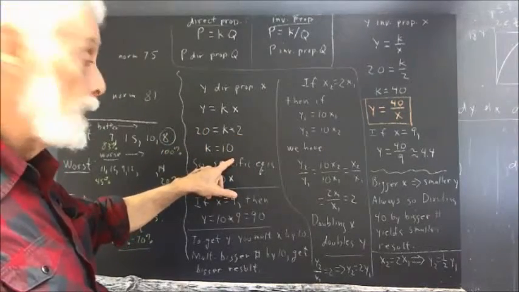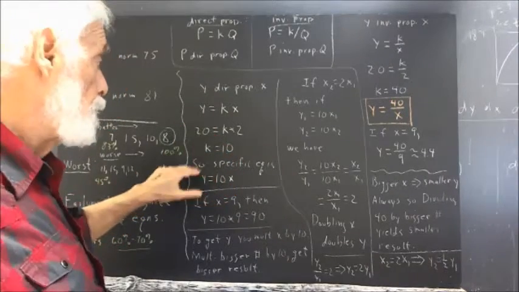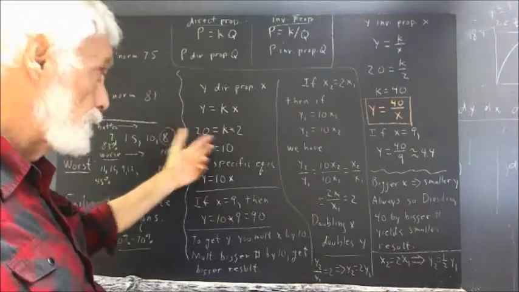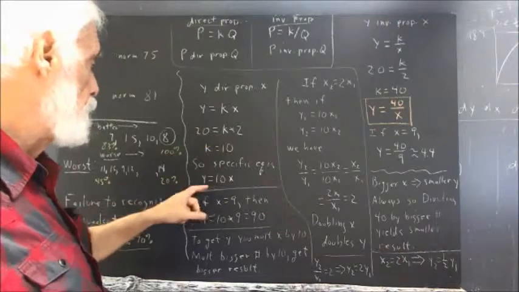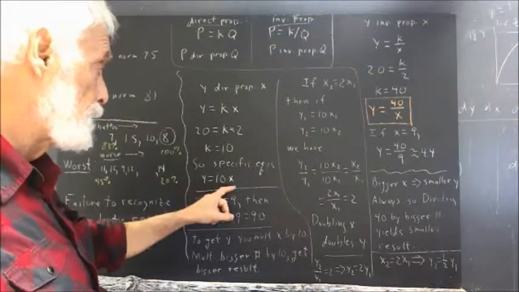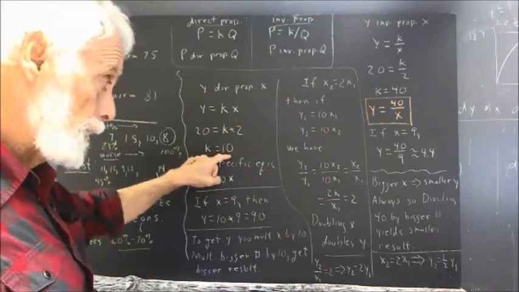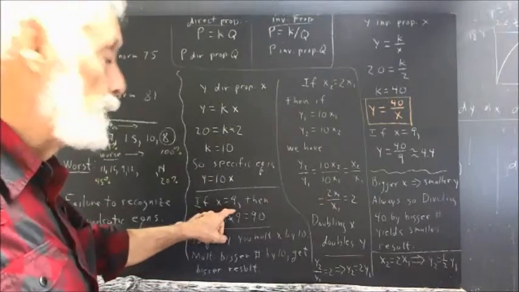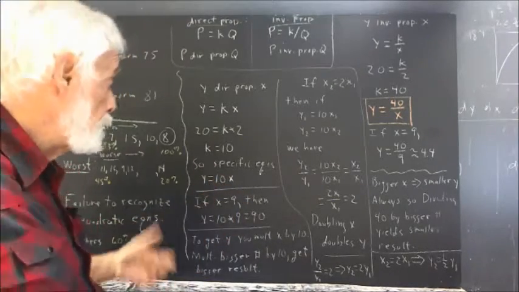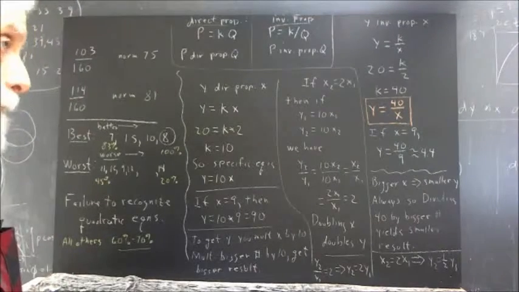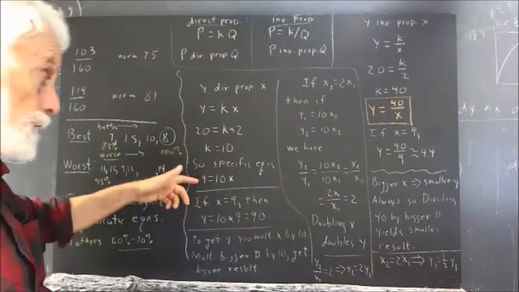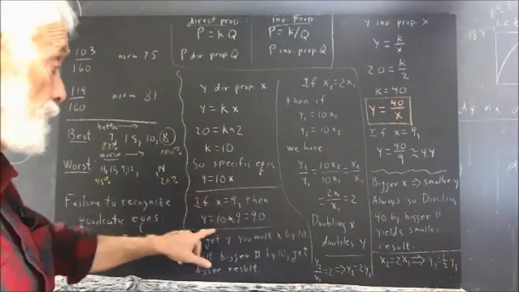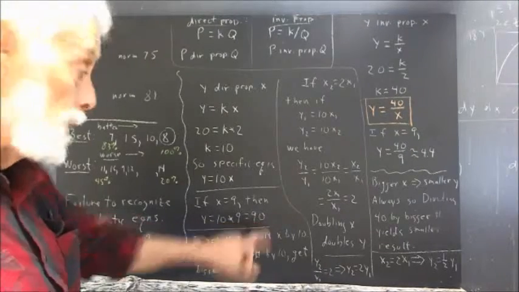Okay, the next step is to write out the specific equation. So for this situation, where Y is directly proportional to X, and Y is 20 when X is 2, our specific equation has to be Y equals 10X, because in this specific situation, K is 10. Now, using this, if X happens to equal 9, what is your value of Y? Well, our relationship is that Y is 10 times X. So if X is 9, Y has to equal 10 times 9, which is 90.